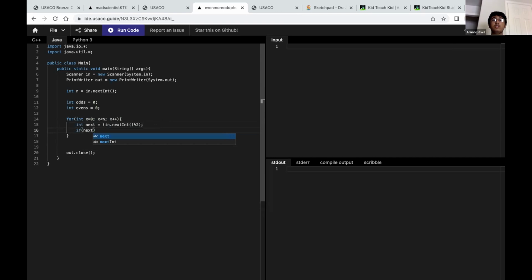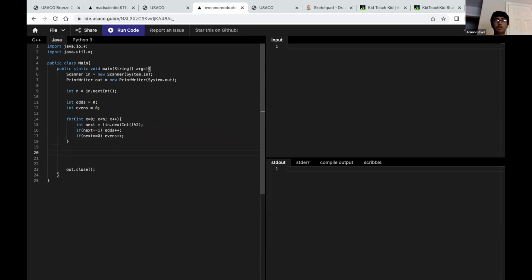If next, which is the cow mod 2, if next is equal to 1, that means we have an odd cow. So I'll increase odds. And if next was 0, that means we have another even cow. So I'll do evens plus plus. Now I have the number of odd and even cows I have.